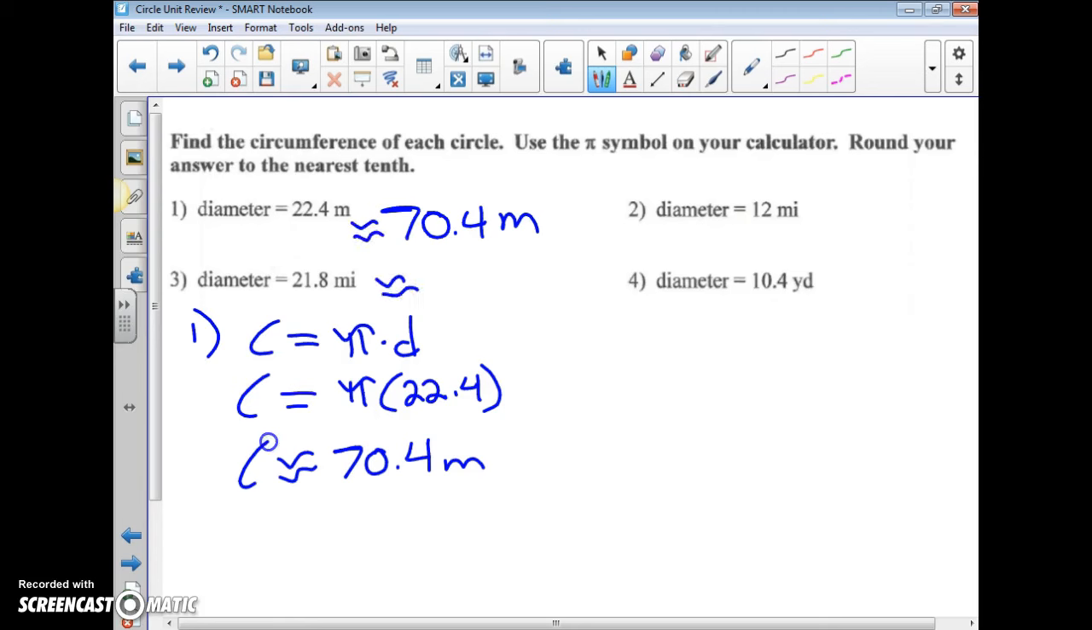Number 3 is going to be 68.5 miles. Number 2 is going to be about 37.7 miles. And then on the 4th one, you've got about 32.7 yards.